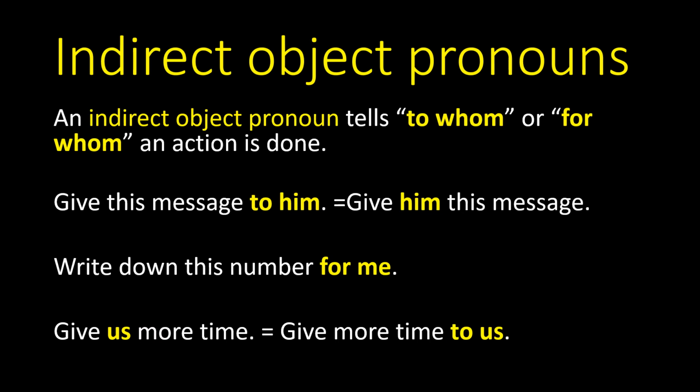Look to the right. Give him this message. This is basically the same sentence. Him, again, is the indirect object. In the second example, write down this number for me. For me is the indirect object. And then the third, give us more time. Us is the indirect object. We could rephrase that as give more time to us. Again, to us is the indirect object.